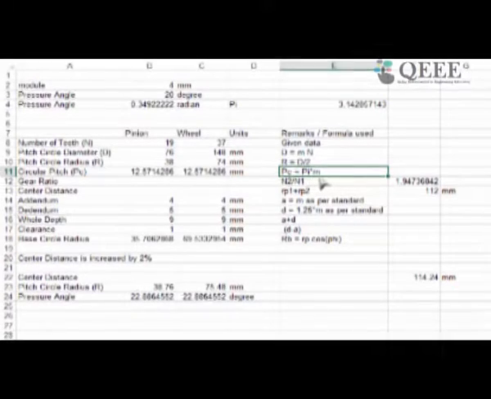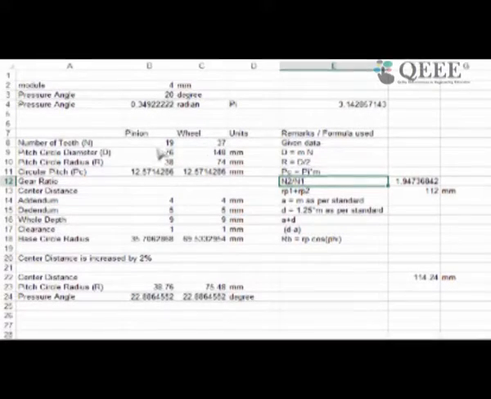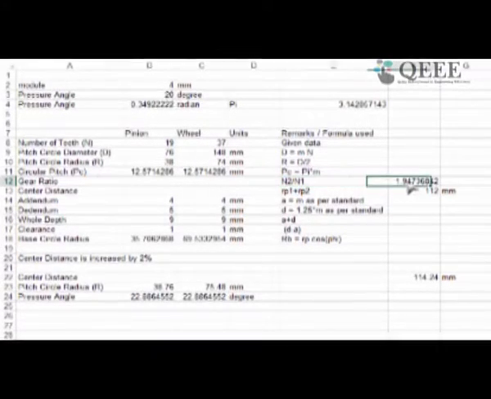Circular pitch is pi times the module, so therefore both the pinion and the wheel have the same circular pitch. Gear ratio is the ratio of the two diameters, which in turn is the ratio of the two teeth also. So that comes out as 1.947 in this case.